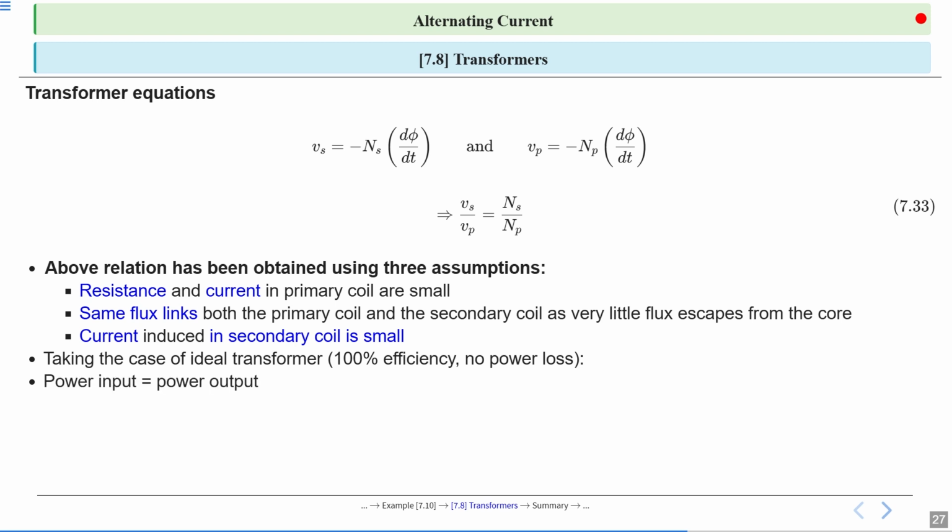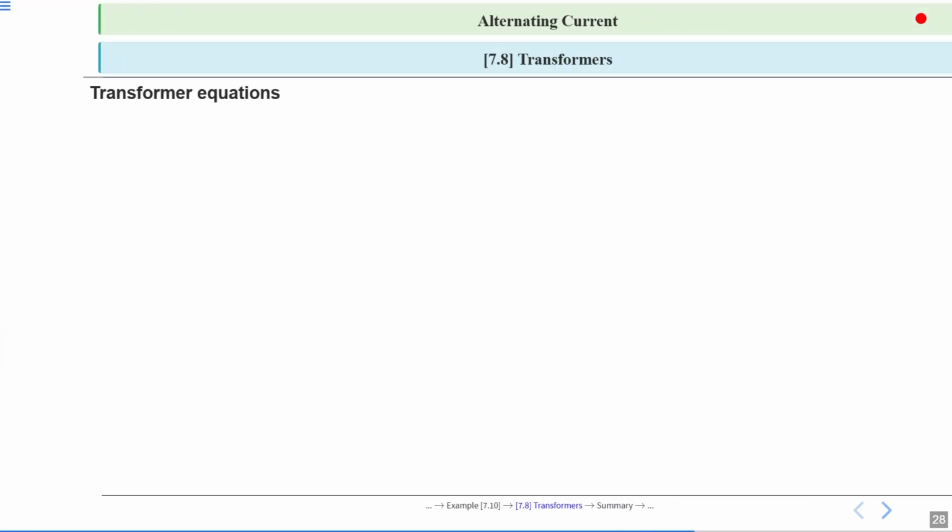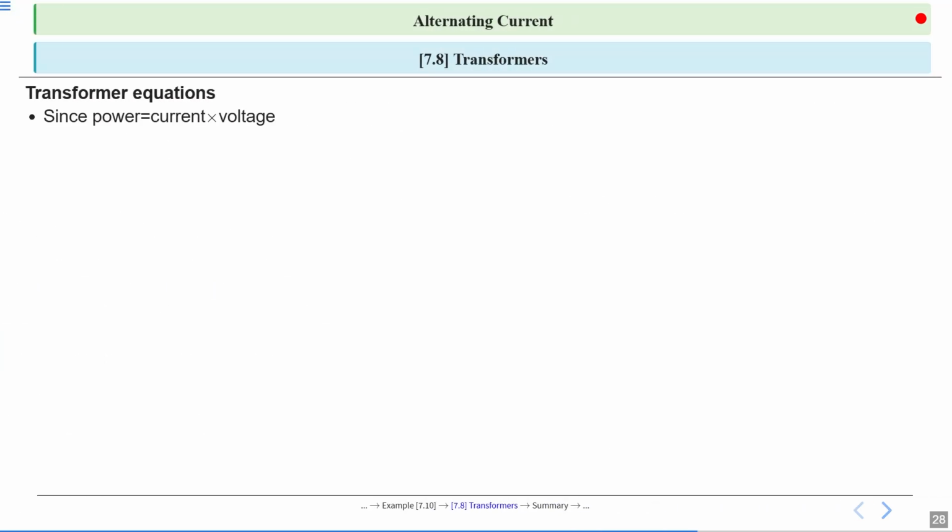Input power will be equal to output power. If there is no power loss, 100% efficiency, ideal transformer, then input power will be equal to output power. That means P input equals P output. Since power is equal to current into voltage, we can write power is current into voltage.